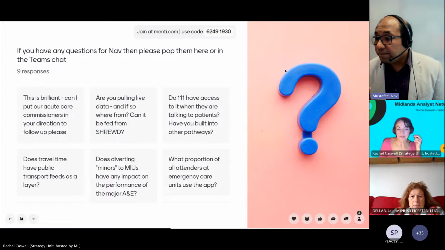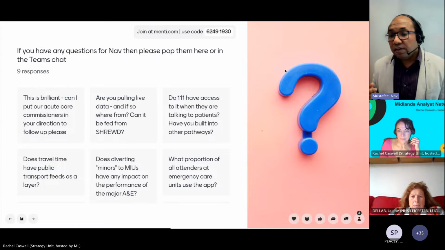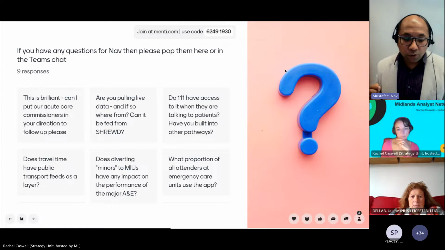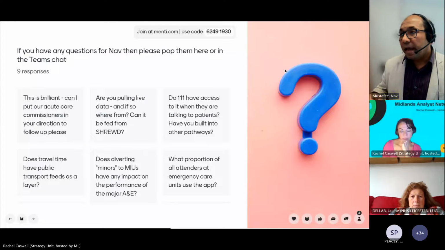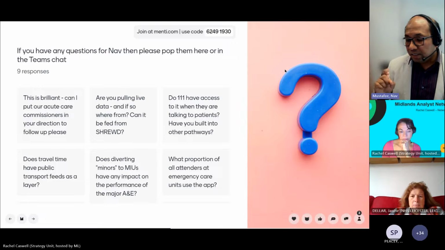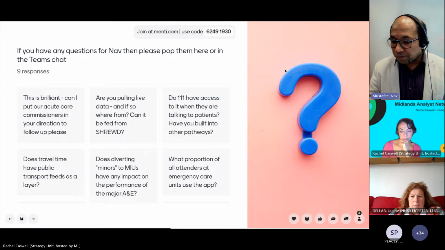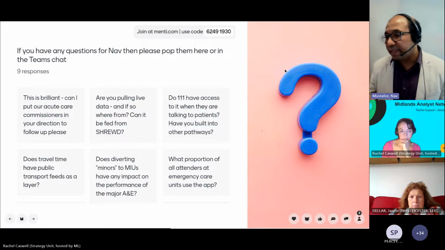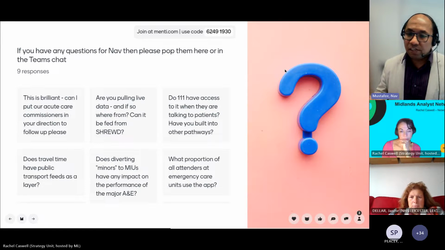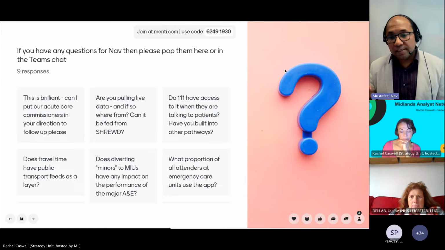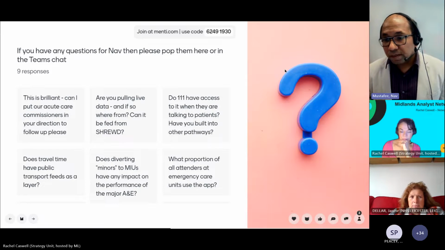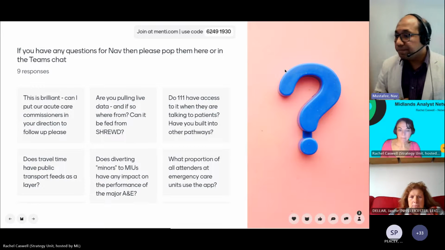Another question: does travel time have public layer feeds as a layer? So yes. What we have done with the travel time is that we are using Google Maps APIs, and based on what is chosen, we get the data from the live data feed from Google Maps API, and that is what is then used. And then obviously, like in Google Maps, you can say driving or walking, cycle, public transport, and it will change accordingly.